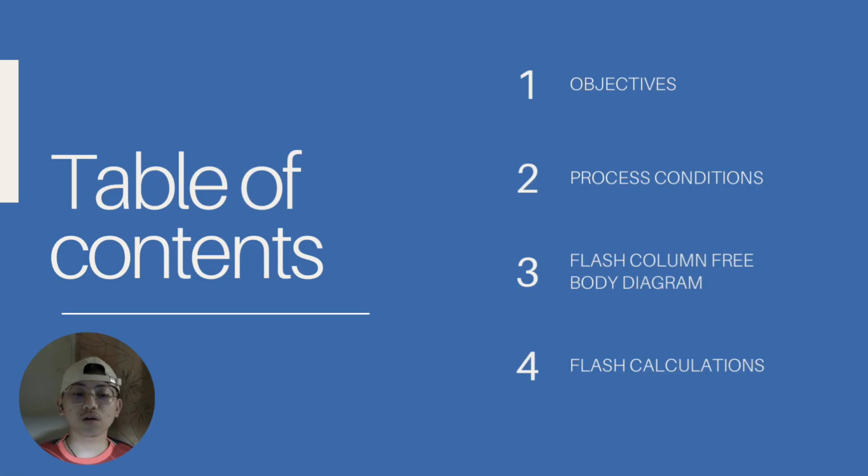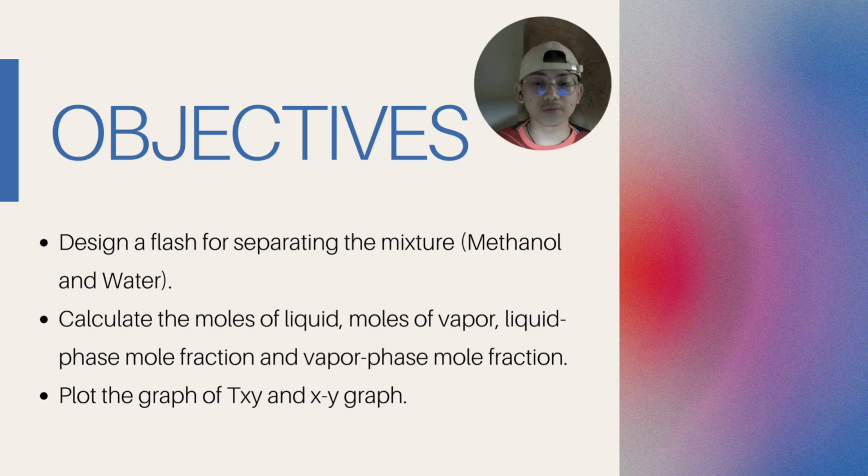Our slides contain our objective, process conditions, flash column, free body diagram, and flash calculation. Our objective for this project is to separate the mixture, which is benzene and water. The second is to calculate moles of liquid, moles of vapor, and the liquid phase mole fraction and vapor phase mole fraction. Lastly, plot the TXY and PXY graphs.